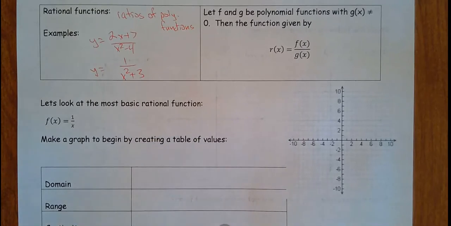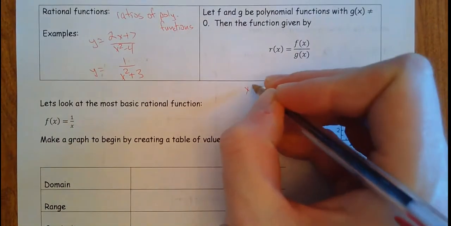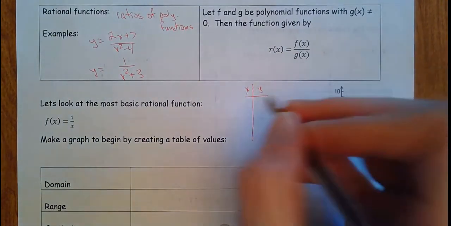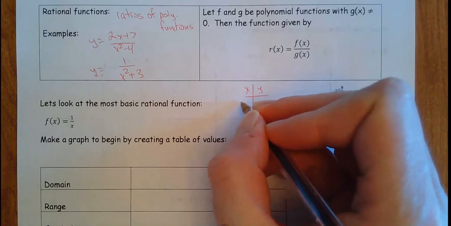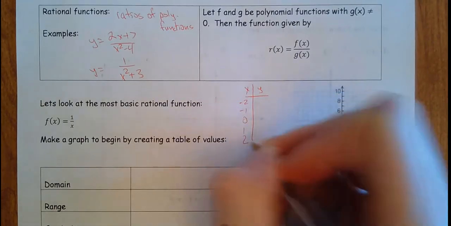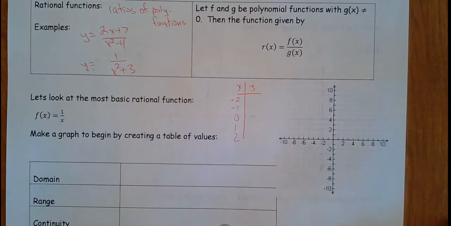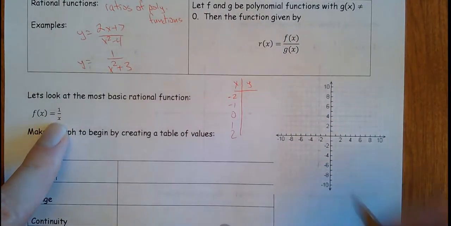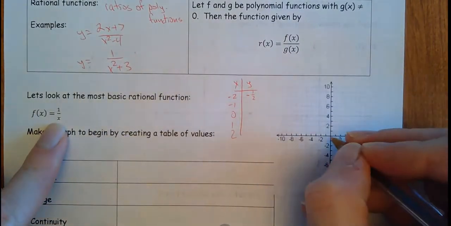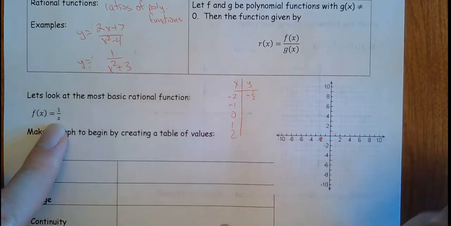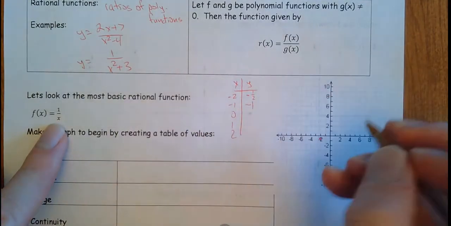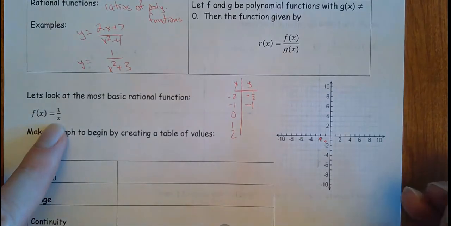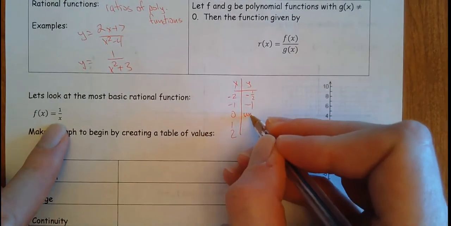Not a whole lot going on there. To make a graph, begin by creating a table of values. It's quick, well, we'll pick quite a few here. We could start out with, say, -2, -1, 0, 1, and 2, and just discover what's going on. If I plug a -2 in here, that'd be -1/2. If I plugged in a -1, that'd be -1. If I plugged in 0, whoops, undefined.